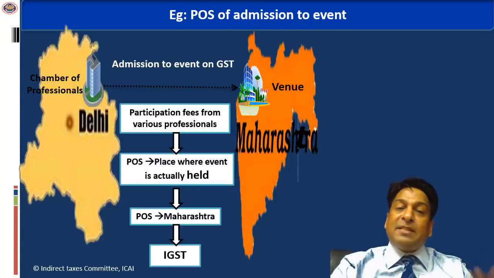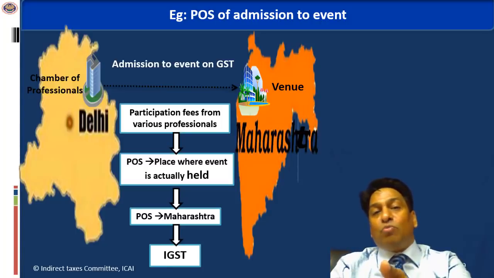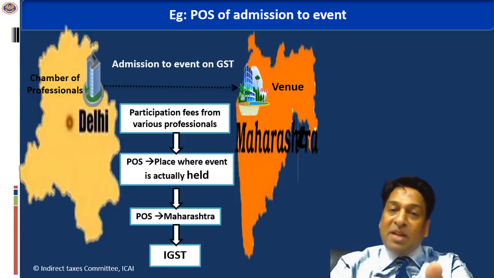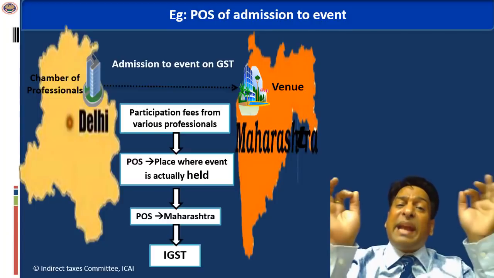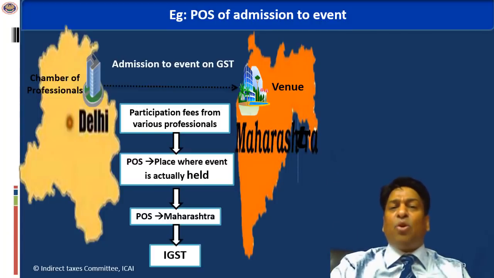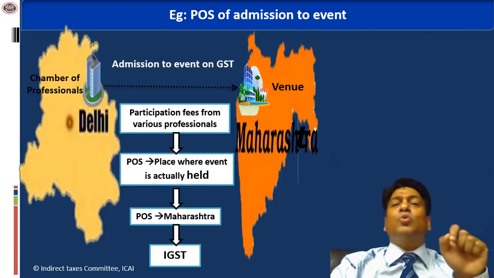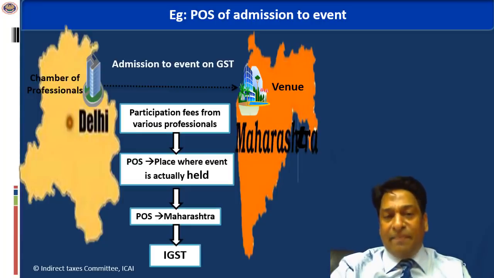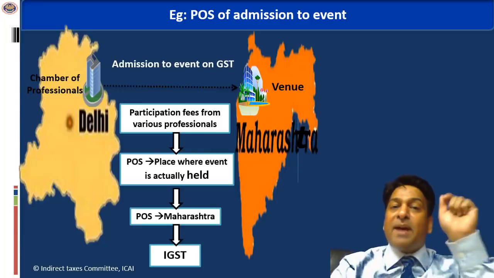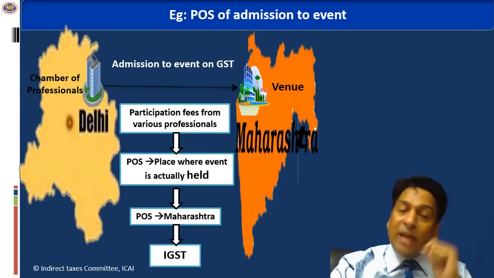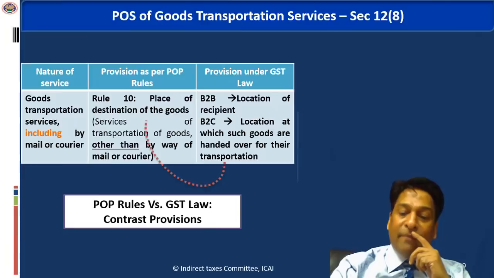Maybe those participants are registered in Delhi but traveling all the way to Mumbai to participate in this particular event, and the transaction would be interstate, even though billing is being done to a client registered in Delhi. It is admission to the event. Place of supply, Maharashtra, interstate.